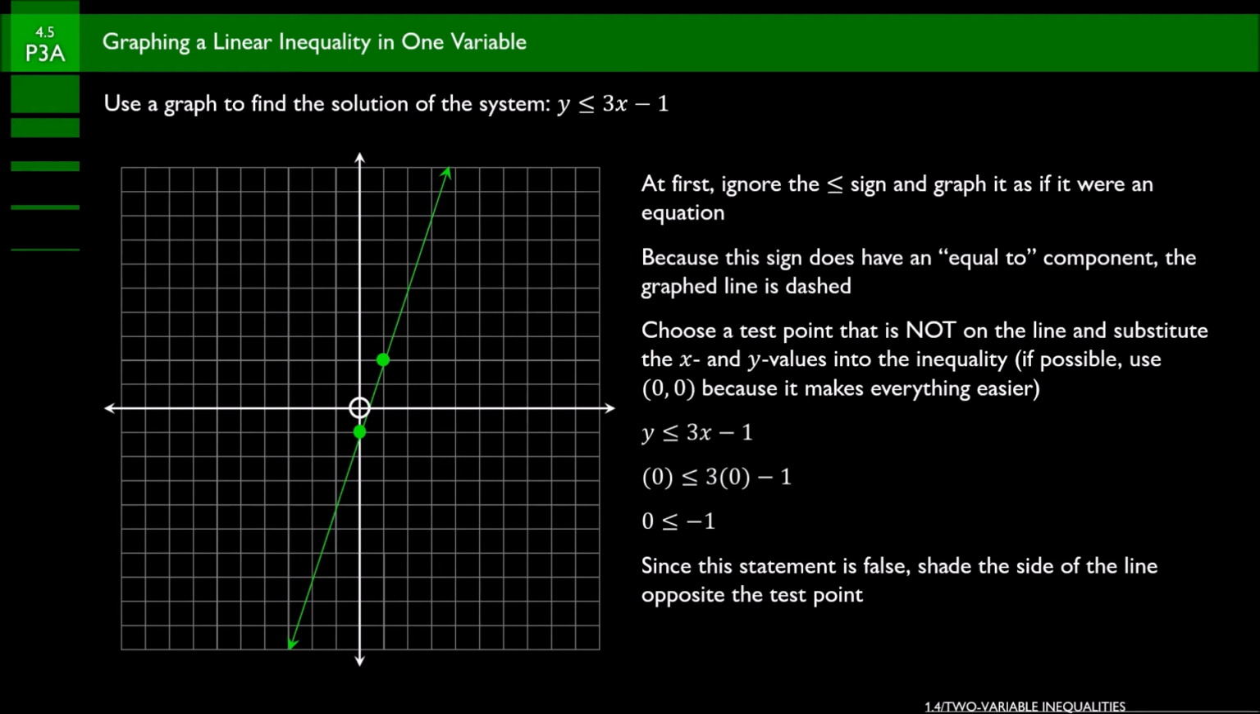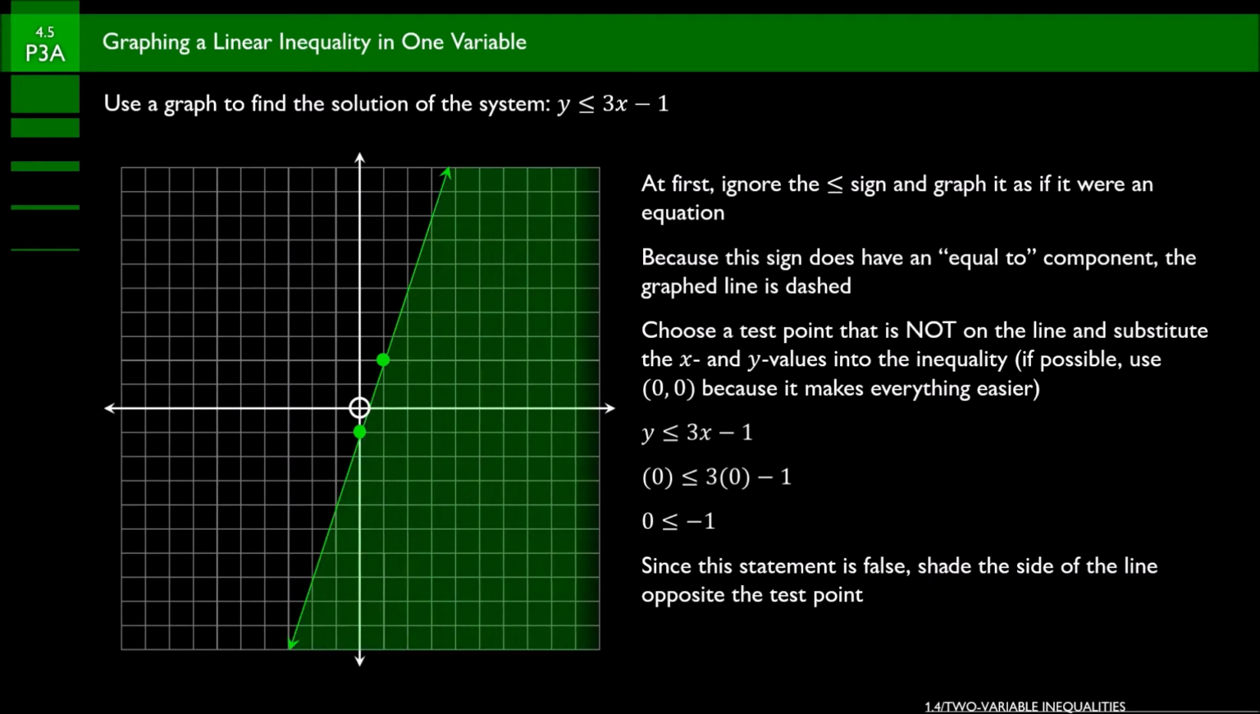So this means that all of our solutions are on the opposite side of the line from the test point. The test point is not a solution. So we're going to shade everything to the right of the line.